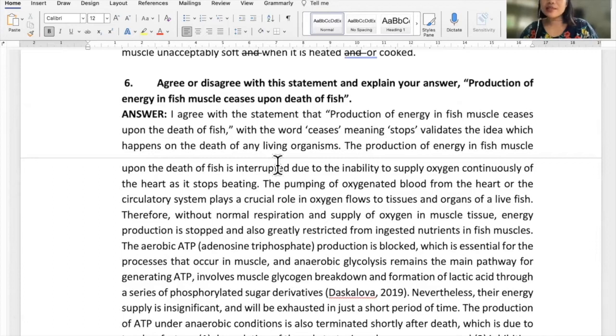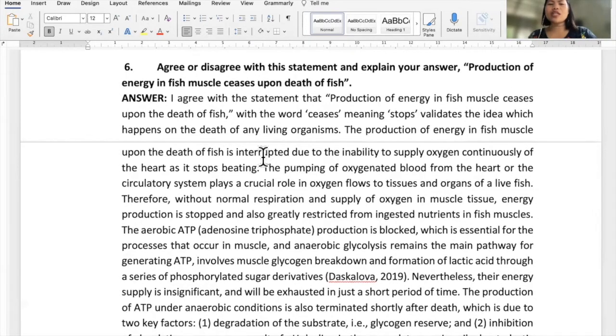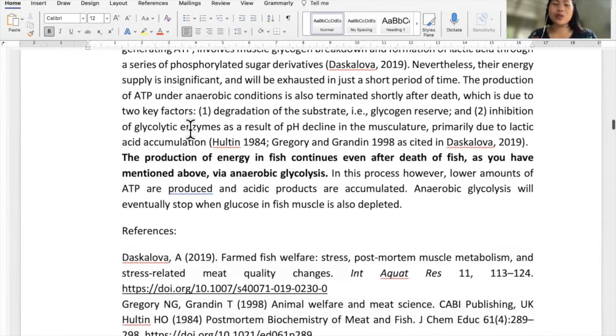However, still, we can claim that it still produces energy. Okay? So, actually, the explanation here is correct, except that he should have disagreed. That's all. So you know already if I say true or false, it's like this. So you already know the answer.